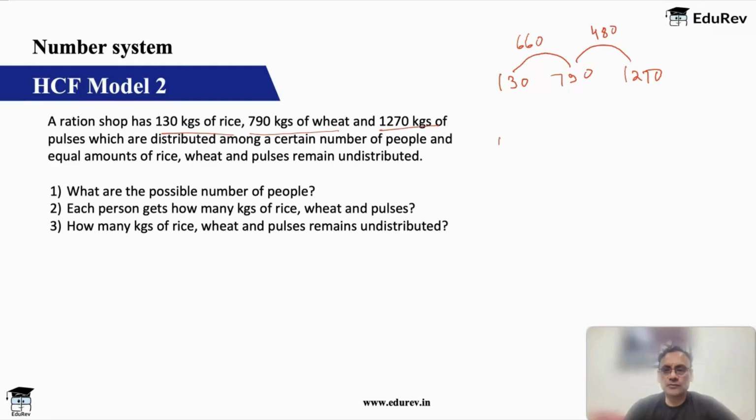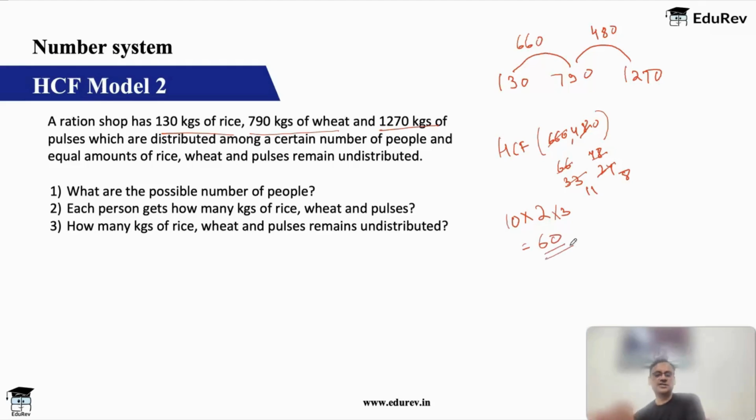So you have the HCF of 660 and 480. First thing you can see is that there is a 10 common. Let's take that out. So you have 66 and 48. Then we have a 2 common. Let's take out 2. We have 33 and 24. There is a 3 common. Then you have 11 and 8. Now nothing is common. So 10 into 2 into 3 is 60. So there can be 60 people. 60 is the highest number of persons who can be there.